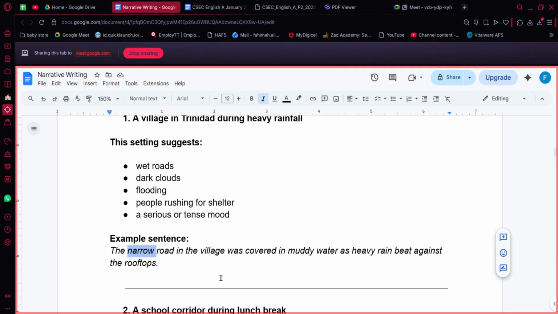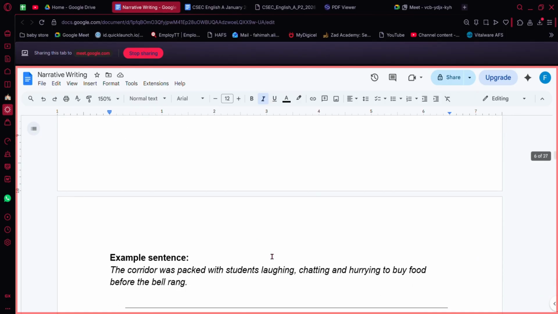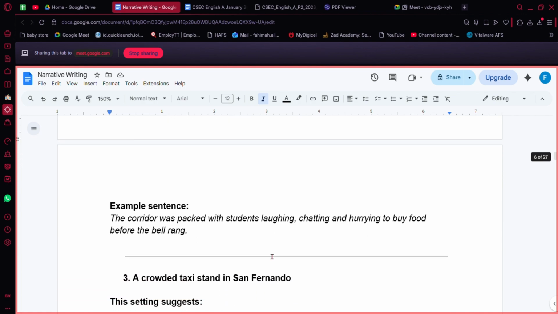Our next example, we have a school corridor during lunch break. So this setting suggests that you might have a lot of students, you might have noise and confusion, laughter and conversation, movement and excitement. So our example sentence is, the corridor was packed with students laughing, chatting and hurrying to buy food before the bell rang.